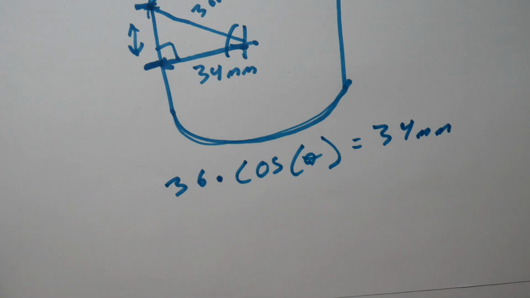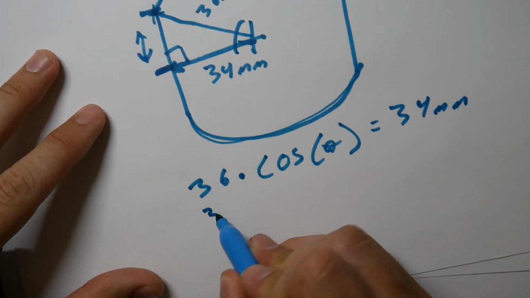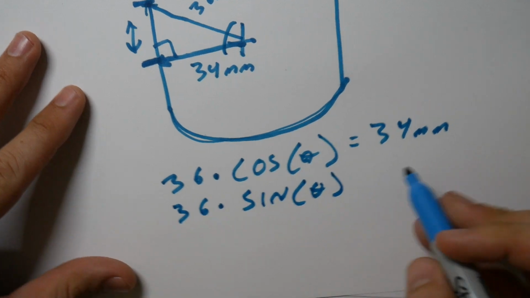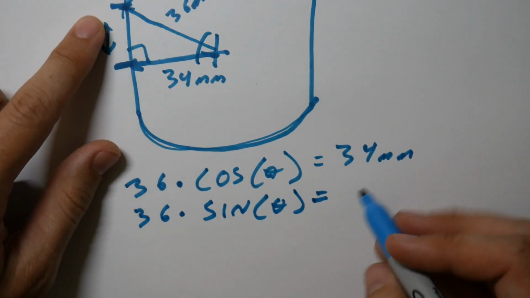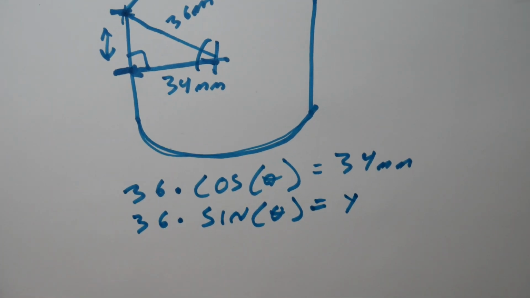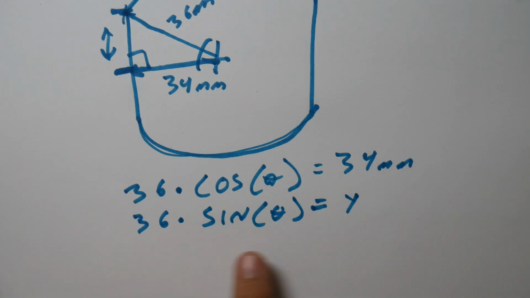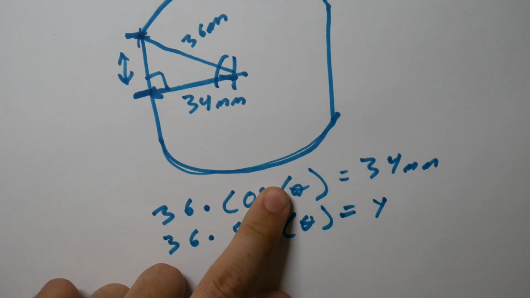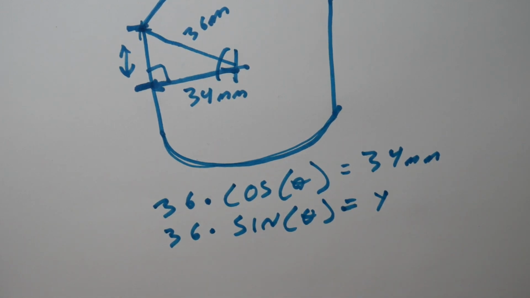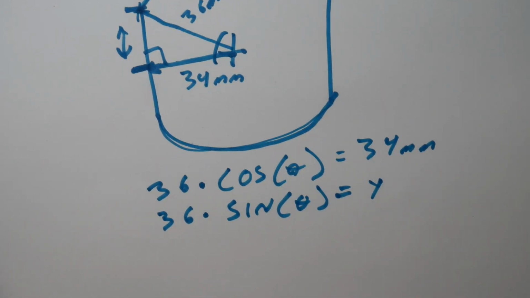And then we also know that if we took that 36 times the sine of theta, that would equal the unknown dimension in the triangle. We'll call that y for now. So we have two lines there, two unknowns in the second one. So let's first solve for theta, and then we just plug it right into the second line, and then we get our height. So pretty straightforward stuff there.